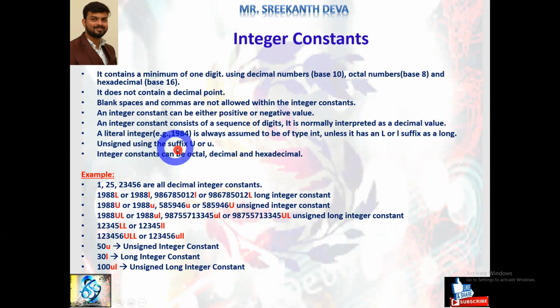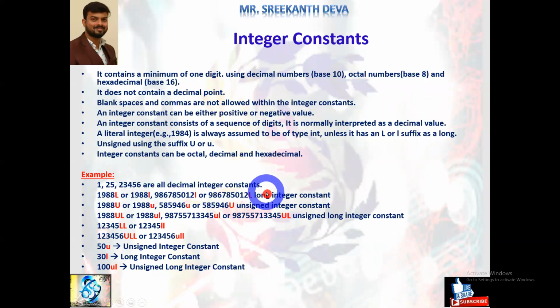A literal integer like 1984 is always assumed to be of type int unless it has a capital L or small l suffix, which makes it a long type. By default it is int type. If we explicitly add a capital L or small l suffix, it is a long type; unsigned uses the suffix capital U or small u. Integer constants can be octal, decimal, or hexadecimal. Several examples follow, like 1, 25, 2, 3, 4, 5, 6, which are all decimal integer constants.